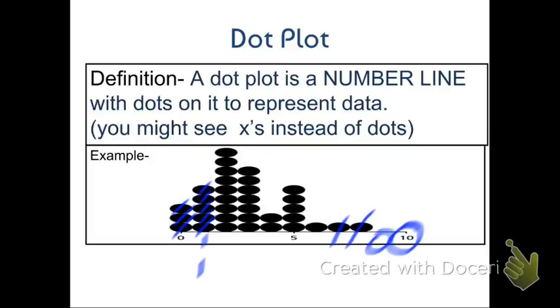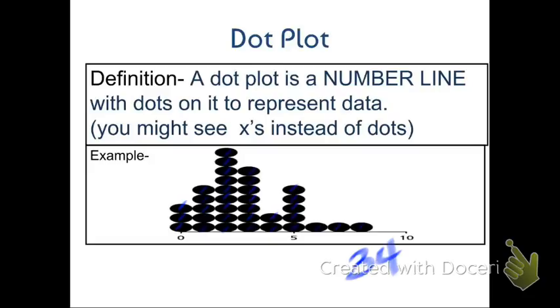How many 8s? 7s? 6s? Okay, now if I asked you how many total numbers they used, or people, or whatever they were surveying, how could you figure that out? Irisa, how would we know? Count up all the dots. So let's count up the dots. 1, 2, 3, 4, 5, 6, 7, 8, 9, 10, 11, 12, 13, 14, 15, 16, 17, 18, 19, 20, 21, 22, 23, 24, 25, 26, 27, 28, 29, 30, 31, 32, 33, 34. There were 34 people surveyed. So our total was 34 people.